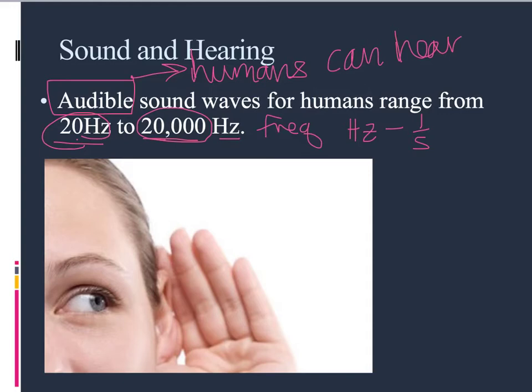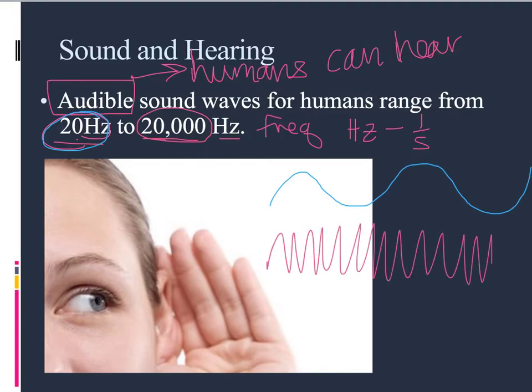Just to give you an idea, a 20 hertz wave, which I'm going to draw in blue, we could almost think of as slow, but it's not slow. And a 20,000 hertz wave would be like this. Of course these aren't to scale, but it gives you an idea.